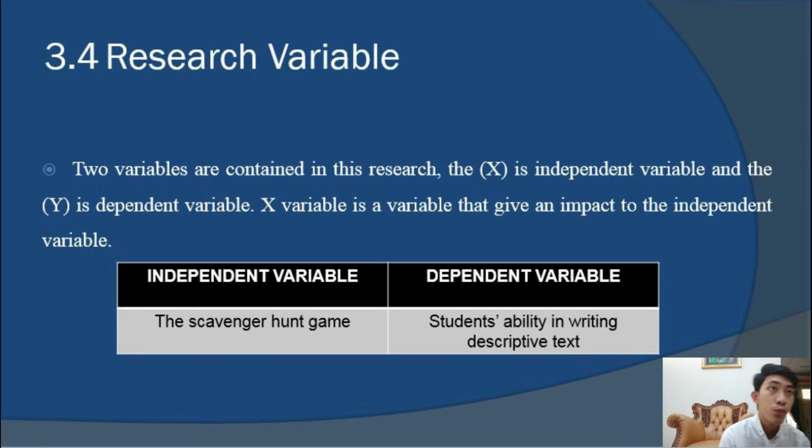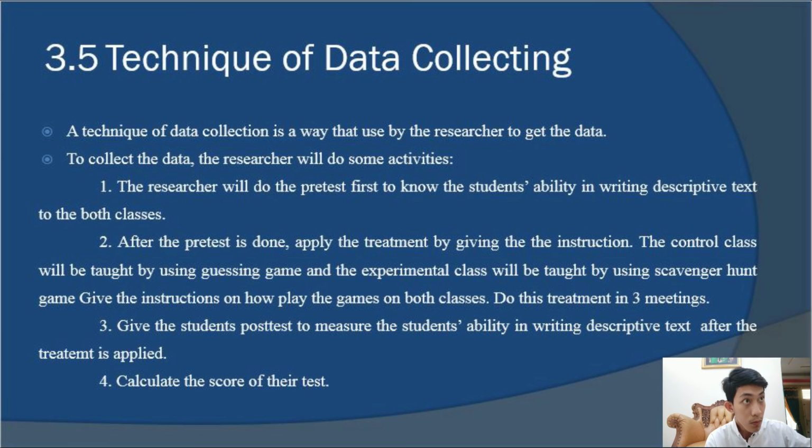Now we move to 3.4, research variable. Two variables are contained in this research. The X is the independent variable and the Y is the dependent variable. The X variable is a variable that gives an impact to the dependent variable. As you can see at the table here, the independent variable is the scavenger hunt game and the dependent variable is the students' ability in writing descriptive text.